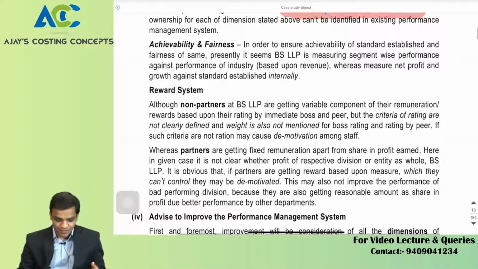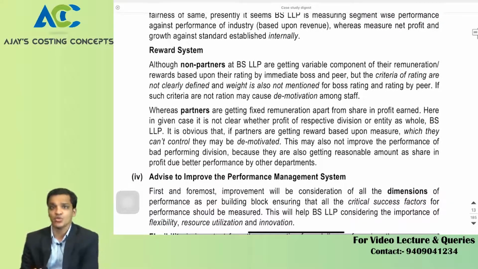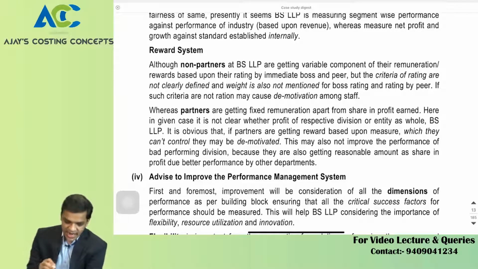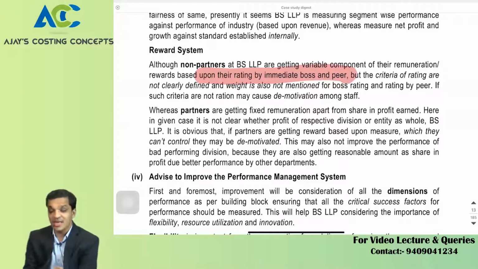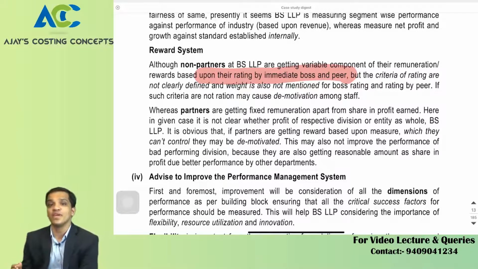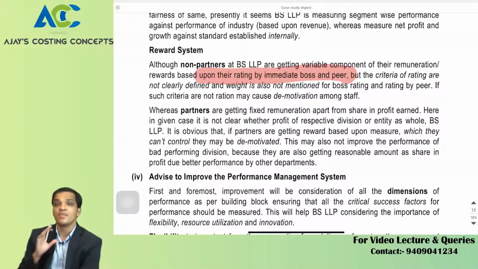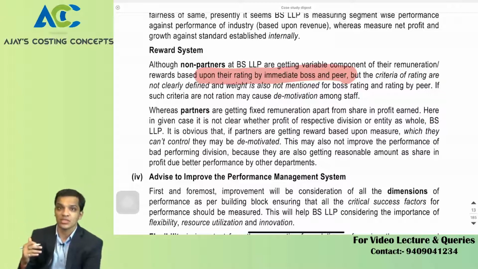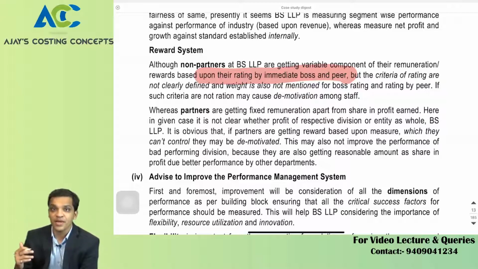Third is the reward system. Now see, the non-partners are given fixed remuneration, right? And based upon their ratings by the immediate boss and the peers. The ratings are not clearly given on the basis of their customers' ratings or on the basis of their performance. The bonus or the variable part they are given is on the basis of the ratings by their peers and the boss. So this is something which is wrong, right?